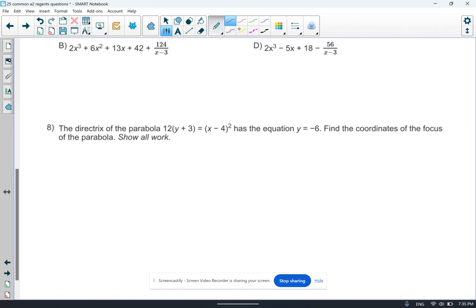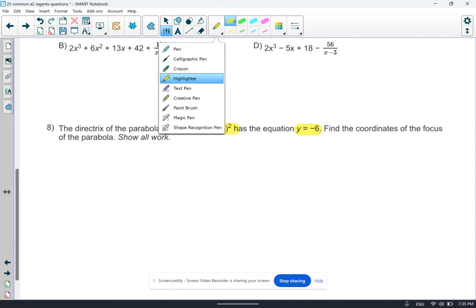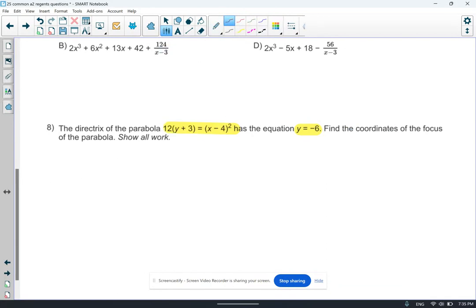Here we have a parabola, and they also gave you the equation of the directrix, and they want you to find the coordinates of the focus. And so the way you want to do these problems is you really need to know this formula. And this, again, is fairly standard on the Algebra 2 Regents.